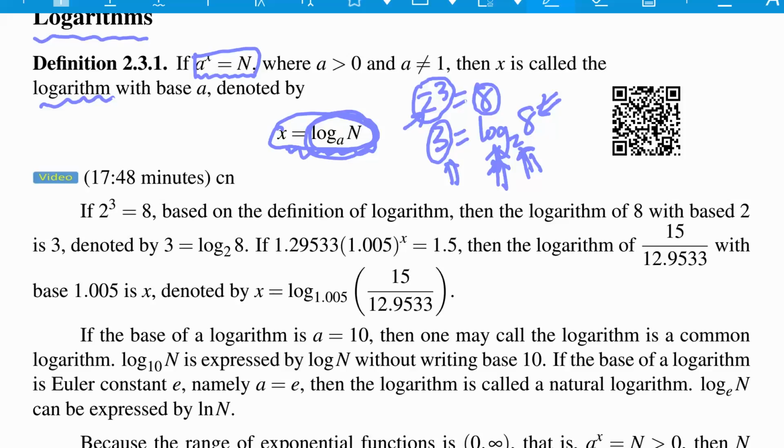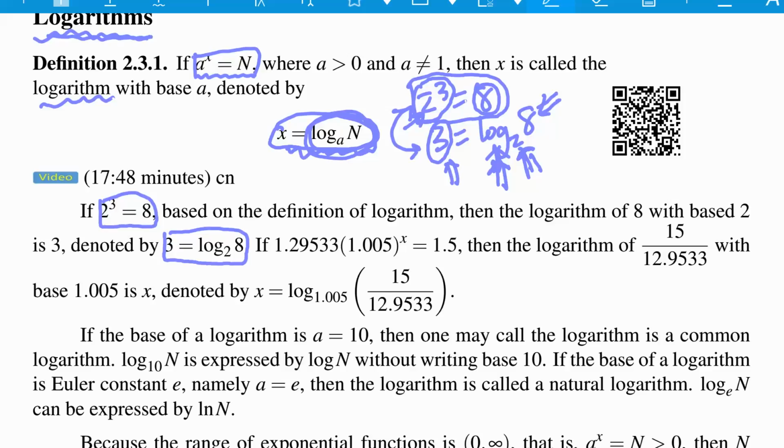Whenever you get confused, think about this example I give you right here. 2 cubed is 8, then 3 equals log base 2 of 8. So the first video clip about logarithm is to let everyone know how to convert those two expressions back and forth many times.